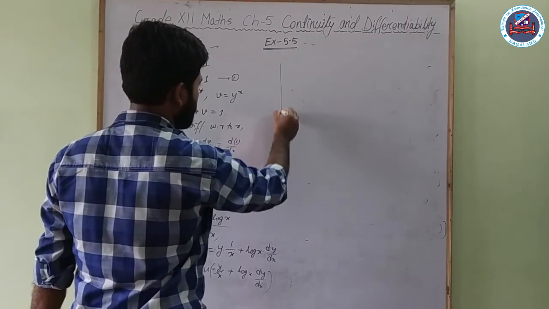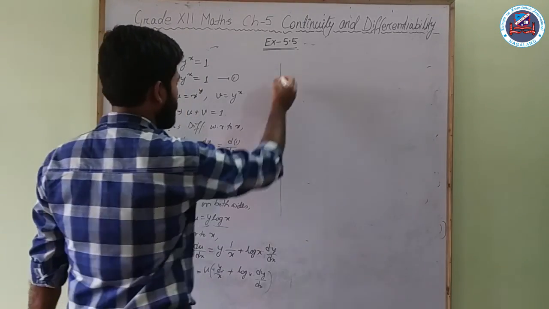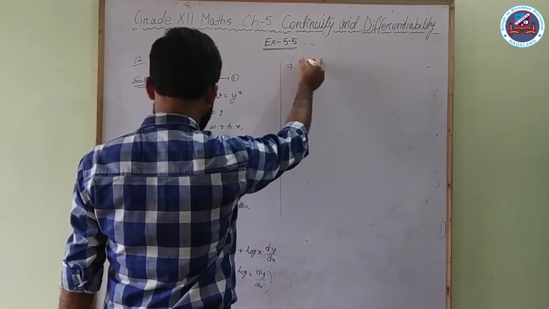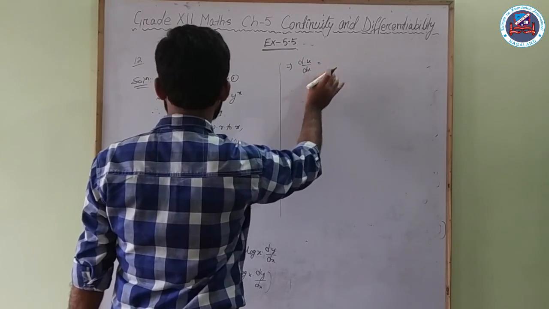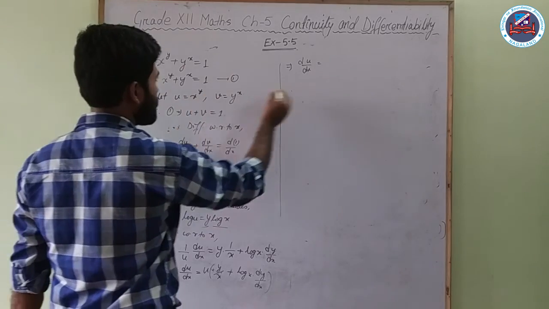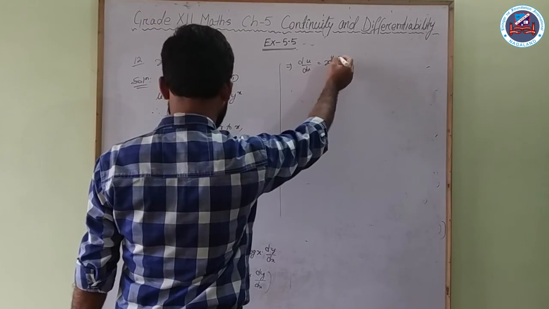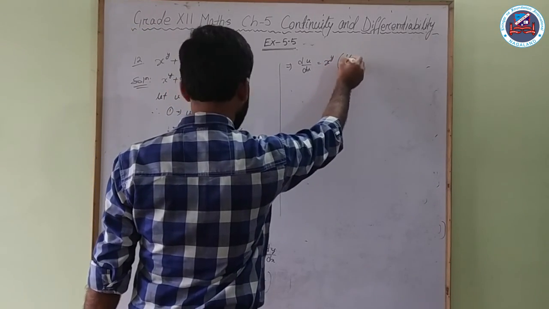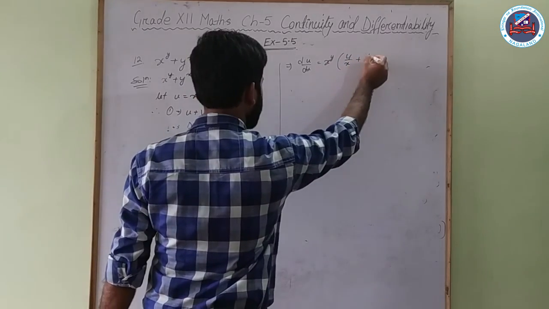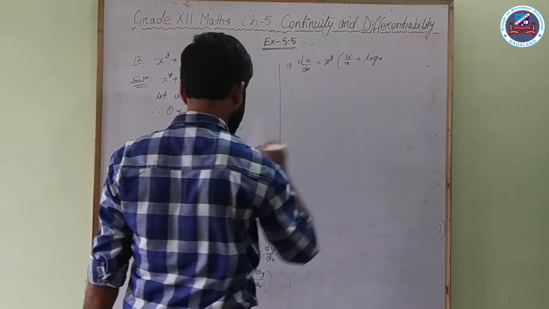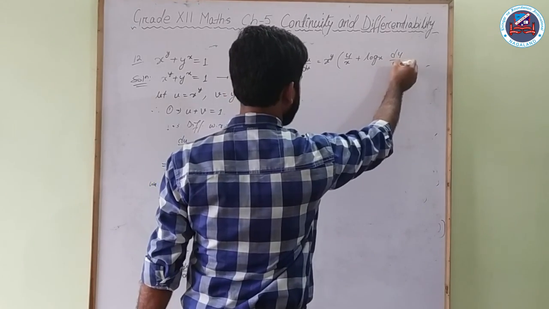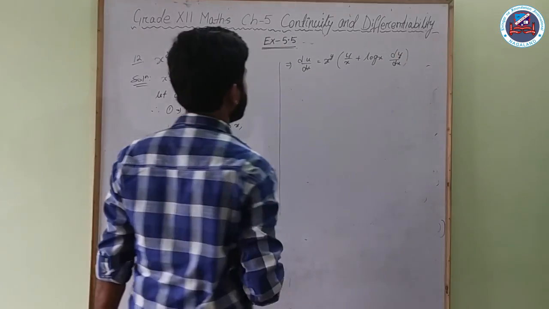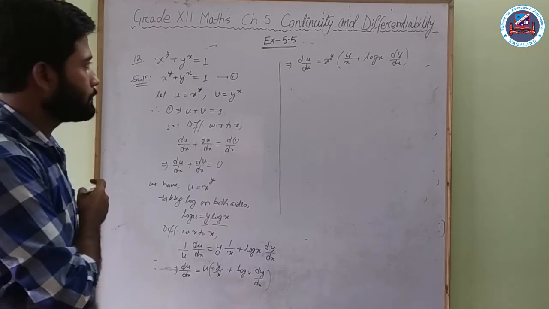So this will give us du by dx is equal to, what is our u? U is x to the power y, into y by x plus log x into dy by dx. Fine. So keep it up to there.